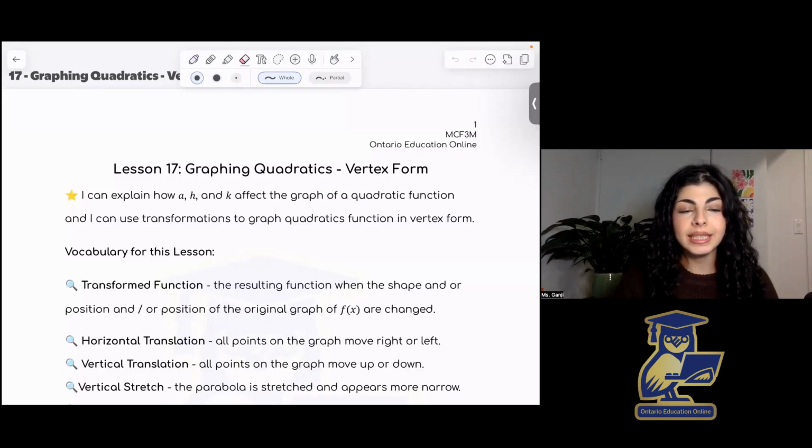Today's learning goal is to explain how a, h, and k affect the quadratic function and its graph, specifically when we're looking at the vertex form.